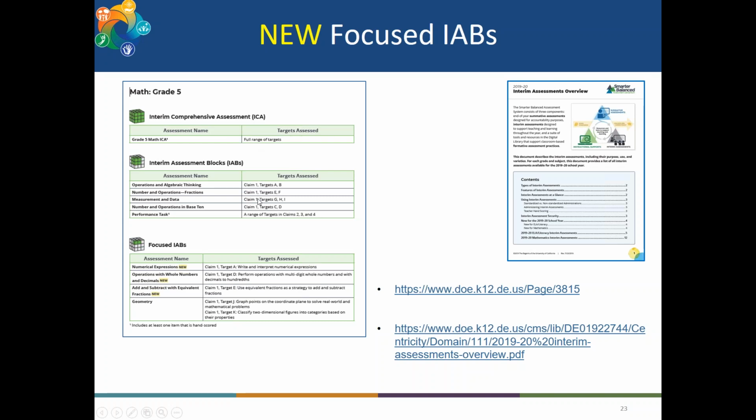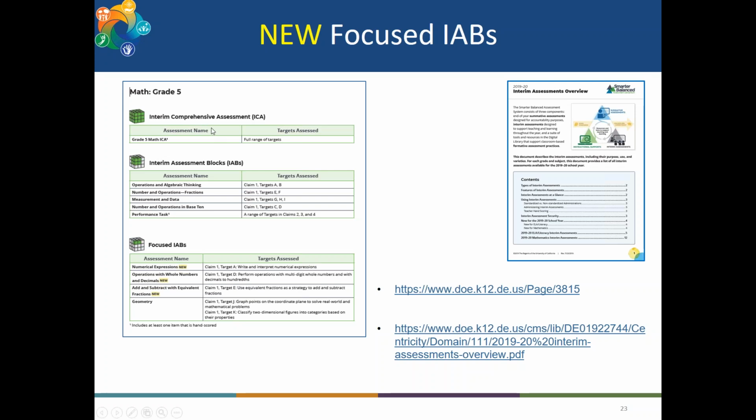However, if you want to focus on a target and be more specific about the content, then you would be looking at the IABs. The IABs are very specific. All of them are going to be just one claim, and they usually have no more than 3 targets. And remember, a target is a cluster of standards together. Then there could be a performance task given as a block, as an IAB. So the performance task can be given alone and would give you a result.